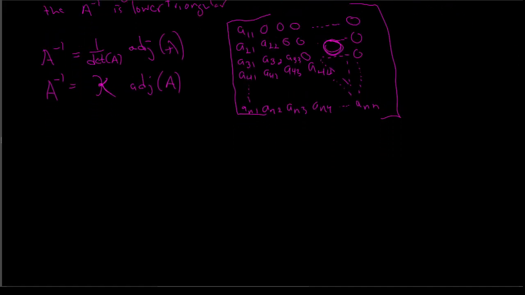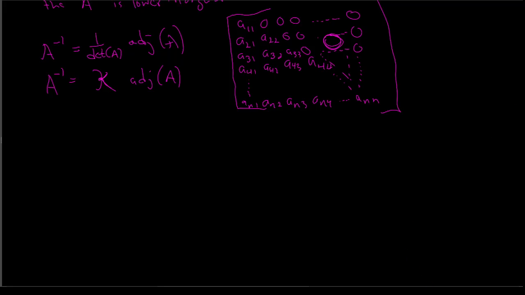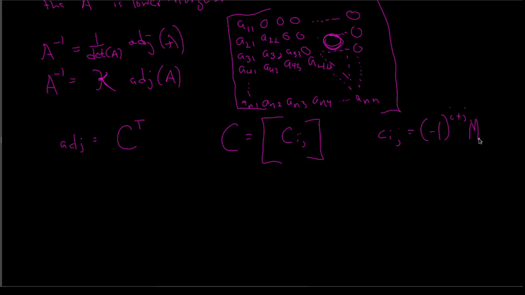And so we have to show that the adjoint of A is lower triangular. The adjoint of any matrix is defined as the cofactor matrix transposed. And the cofactor matrix is going to consist of all of the cofactors of matrix A. And we define the element Cij to be -1 to the i plus j times the determinant of the minor.